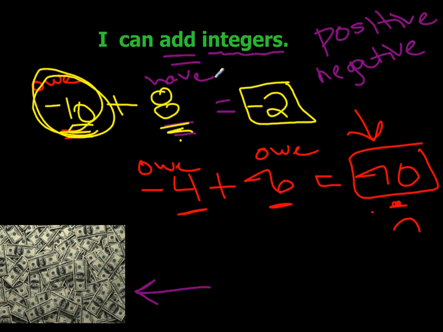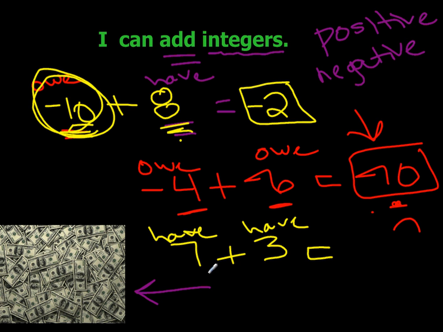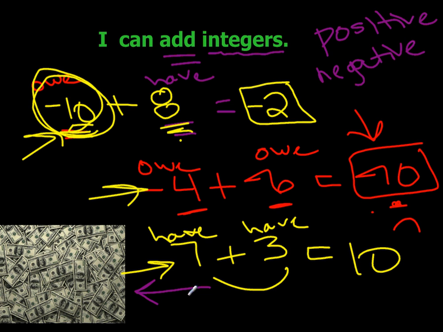Likewise, if I had two positives, just like we are used to having when we add, if I had 7 plus 3, well, if you have $7 and you have $3, then you would just add them together. 7 plus 3 is 10, all is well, right? So those are the 3 different types of problems that you can have when you add integers.